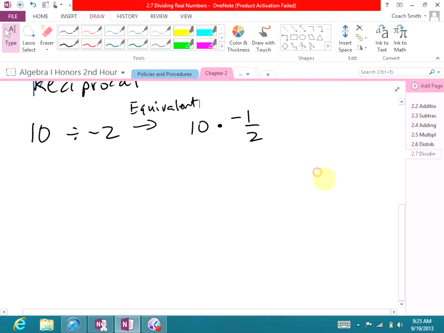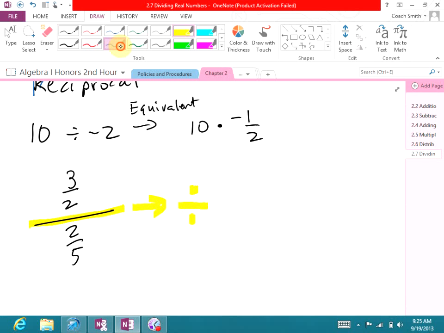Okay, let's look at one of those, quote, harder problems. 3/2 over 2/5. Okay, that is a fraction, but it's also just a division problem. We need to remember to look at that as simply a division sign. The fraction bar is just a division sign. So there's no reason to panic on that. That's just 3/2 divided by 2/5.